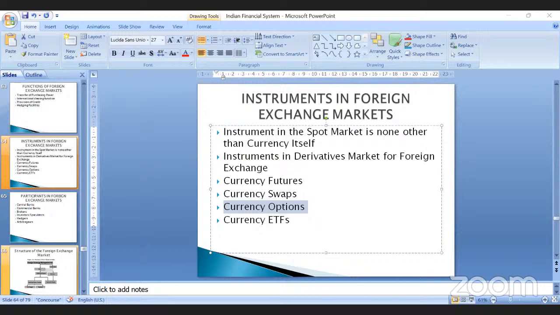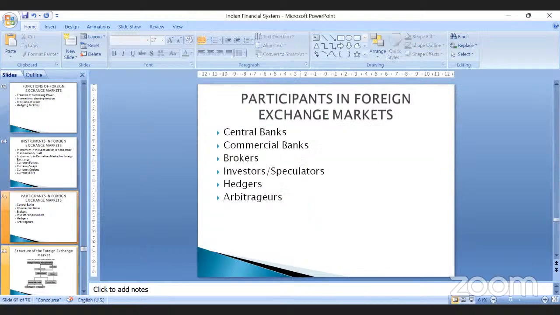Now, next comes who the participants are in the foreign exchange market. The foreign exchange market is the world's biggest market, and the biggest players in it are commercial banks and central banks. Commercial banks play a very important role in foreign exchange. The first participant is the central bank of any country. For example, in India, RBI is the central bank.